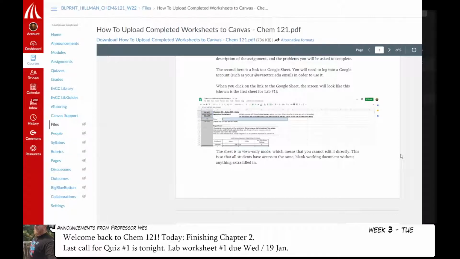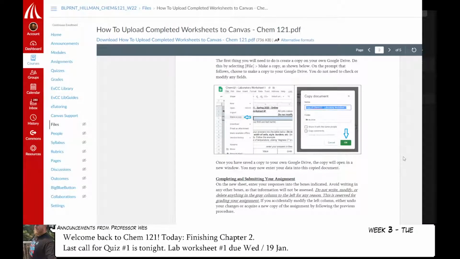So it is in read-only mode, which means that you cannot enter data into it, because everybody has access to that file. If you start typing in your data and somebody downloads the file at that moment, they get all your data. I obviously don't want that. So you have to download your own copy following these directions. I showed you how to do that in the lecture video last week to make a copy. What I didn't show you was how to submit your file into Canvas.